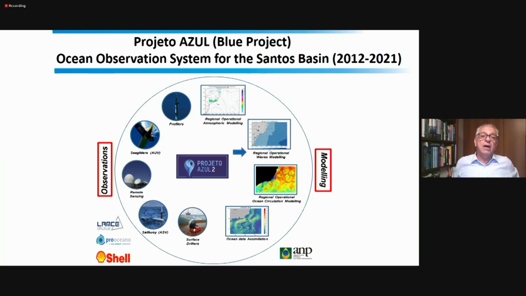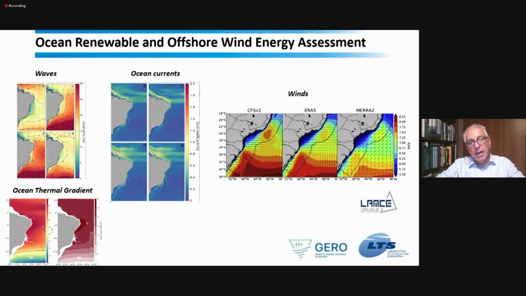It's the Azul project, the Blue project. That is an initiative for the Santos Basin. It's a long-term observation. It combines observation with modeling. And some measurements we have been using as data for the ocean renewable and offshore wind energy assessment. That's a way that we can interact this observation with the blue economy.